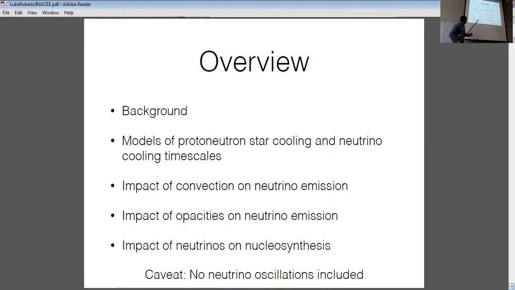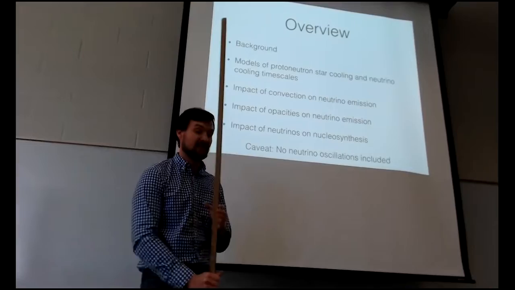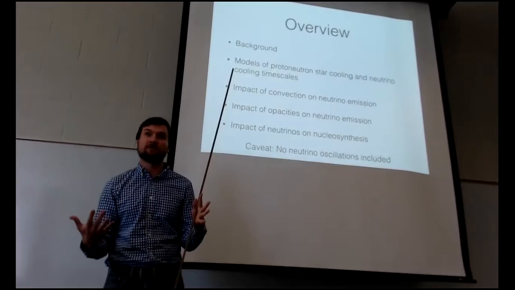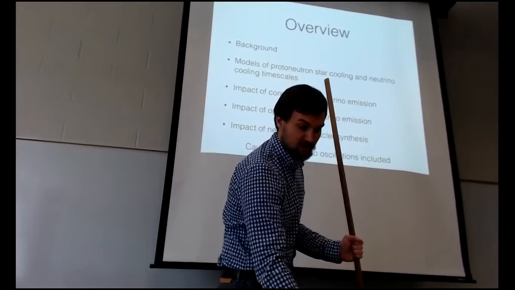And just as a caveat, this is actually a slide from a different meeting where a lot of people are very excited about neutrino oscillations. I'm not going to talk at all about neutrino oscillations between the proto-neutron star and the detector. That can change these signals somewhat, although for the proto-neutron star phase, the spectra of the different flavors are quite similar. So in that case, you don't expect that oscillations are going to significantly affect what detection rates would be.